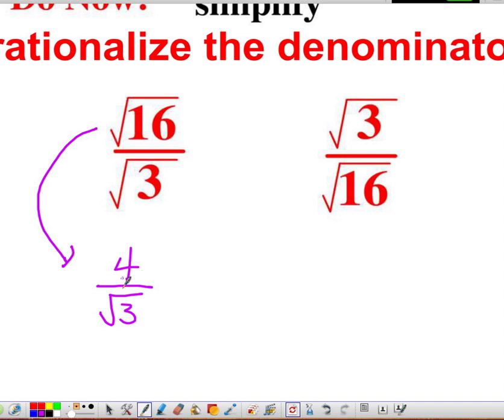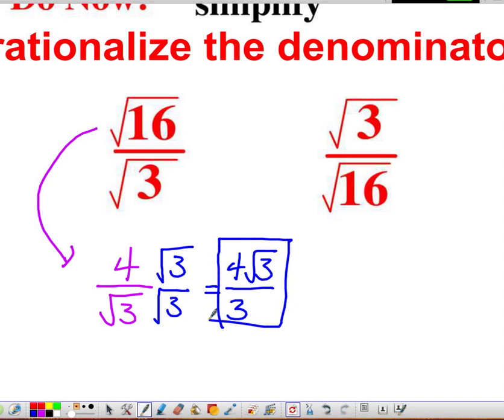Now, my denominator still has a square root, so I still have to take care of this by rationalizing the denominator, and this is what I need to do. I basically multiply the denominator by the square root itself. So here, I'm going to multiply the bottom by the square root of 3, and whatever I do to the bottom, I have to do to the top. And notice when you multiply the square root of 3 times the square root of 3, the answer is 3. And what I have on top is basically 4 times the square root of 3.